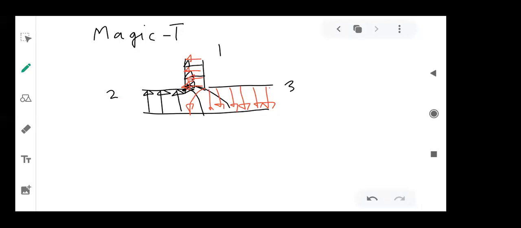It means that if we apply the two signals at port number 2 and 3, and both are out of phase, then because of the fringing effect, the fields from 2 and 3 get coupled in such a way to port number 1 that both are going to get added.